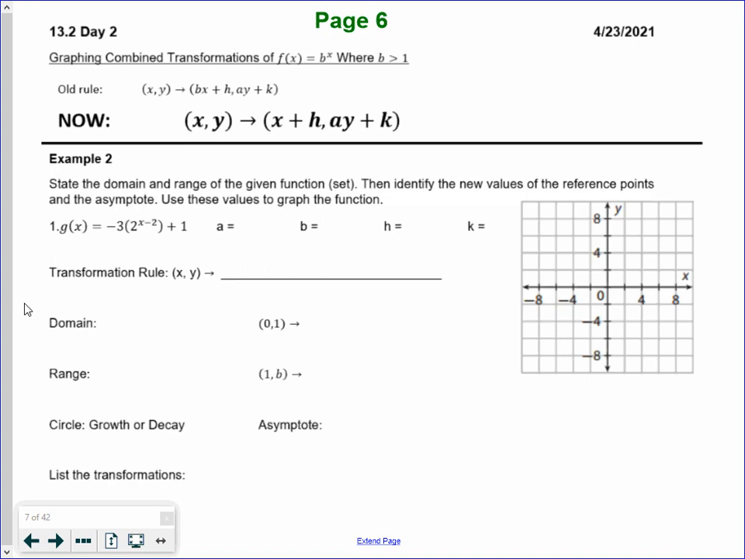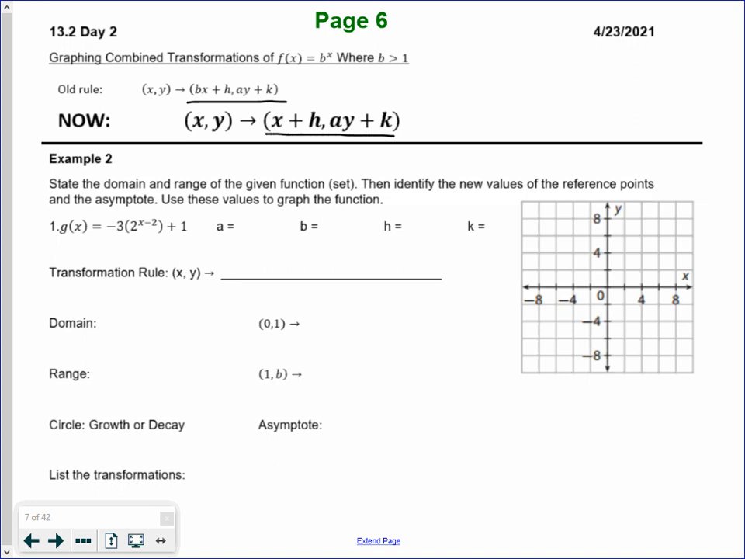So in this video, we're actually going to be talking about how to graph an exponential function. And what's different here than what we're used to seeing is that we have a different transformation rule. Usually, we have the transformation rule bx plus h, comma ay plus k, but now we're going to be using a new rule of x plus h, comma ay plus k.